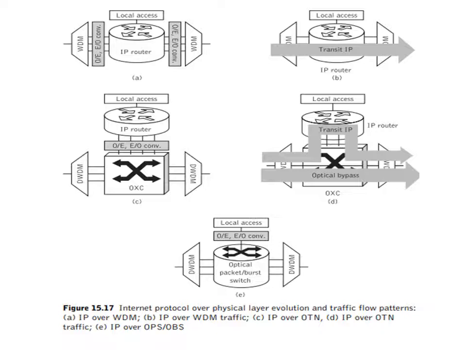And also, to increase the DWDM capacity without any conversion from the optical signal to electrical signal, optical packets or bursts are used, so that DWDM to DWDM connections are made. So this is about the Internet Protocol over physical layer evolution. You need to draw this diagram for this particular question.